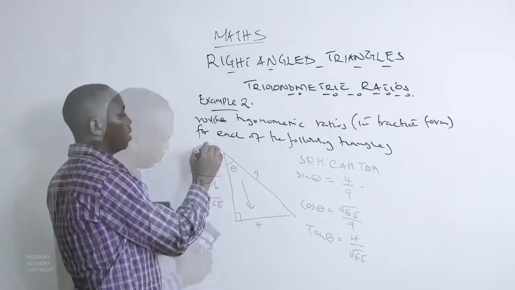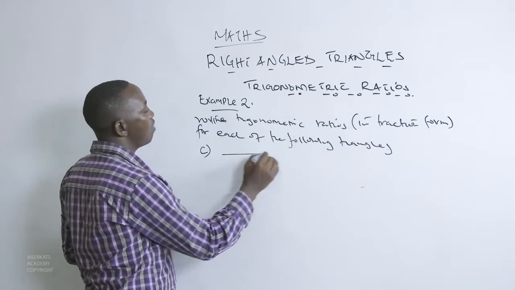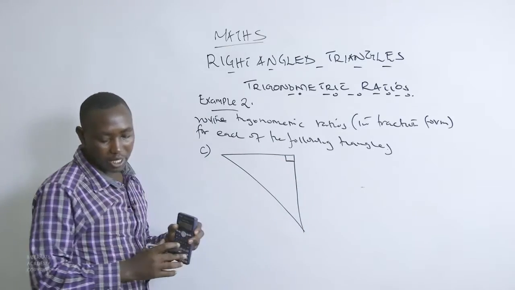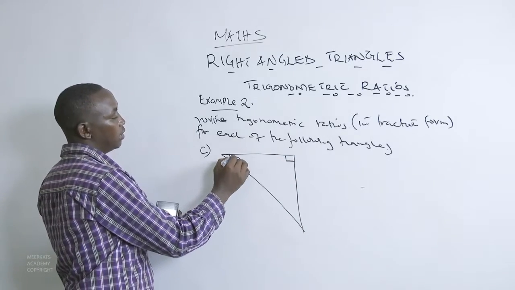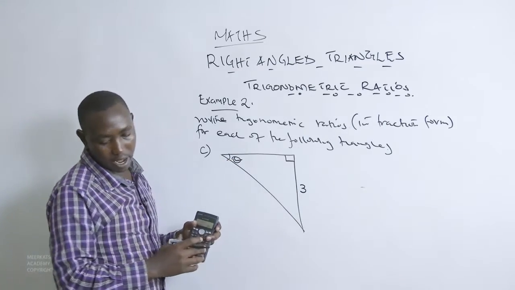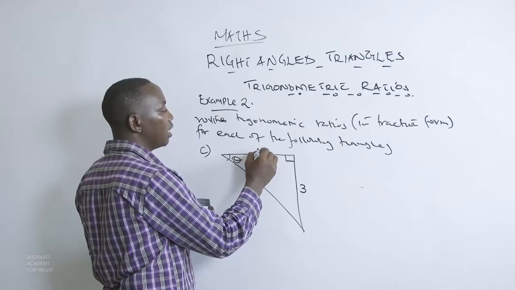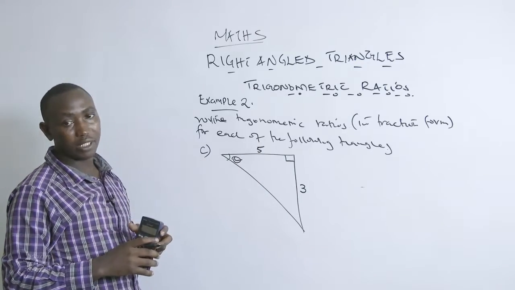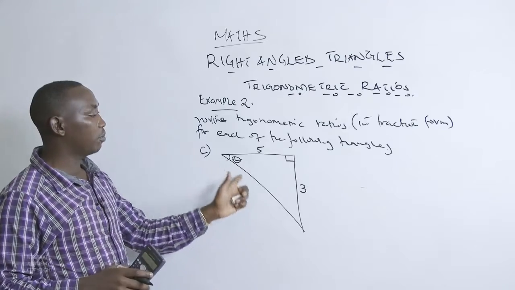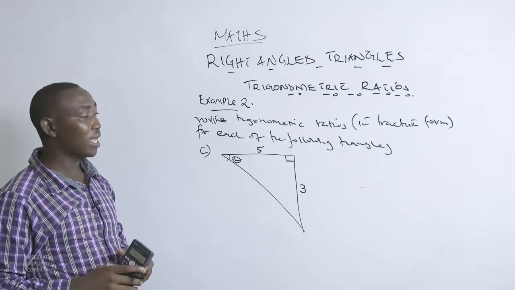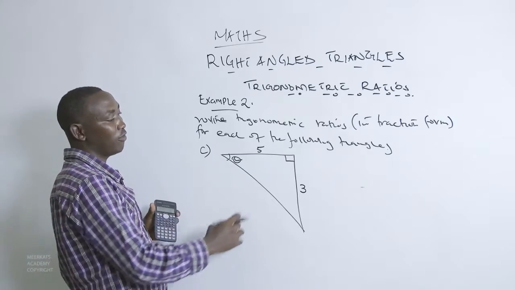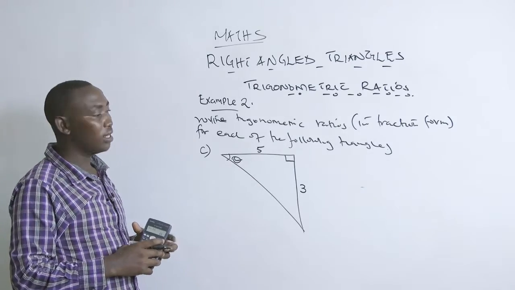Part C. Part C, we have a right angle triangle at that particular place. This is our angle theta, degrees, and this side you have been given 3 units. This side is 5 units. Again, it is important for us to use Pythagoras Theorem to obtain the length of the longer side of this particular triangle.